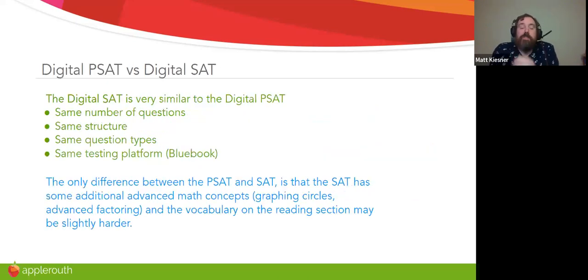So you might be asking, what's the difference or similarity between the digital PSAT and the digital SAT? They're basically the same. They have the same number of questions, the same structure. They both have 2 modules of reading and writing and 2 modules of math. The same question types, everything we just went through in that list, like words in context and command of evidence, and how much it tests on algebra and advanced algebra and so on. The same, and the same testing platform. You won't have to reinstall anything to use the same device you used for your PSAT.